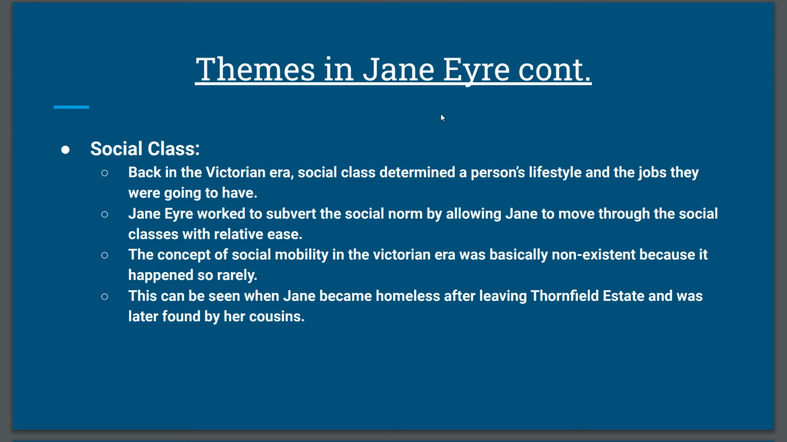This can be seen when Jane became homeless after leaving Thornfield Estate and was later found by her cousins, because as you know, when her uncle, Mr. Reed, died, his inheritance was left to Jane, and she became very rich.